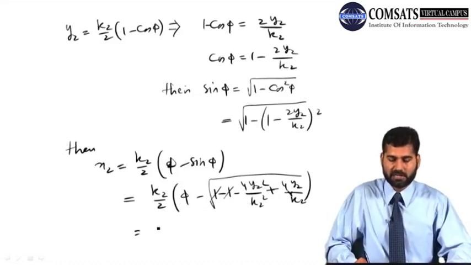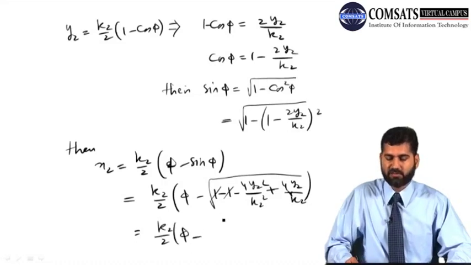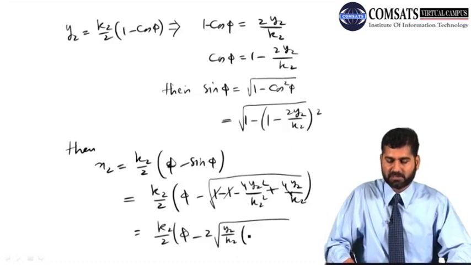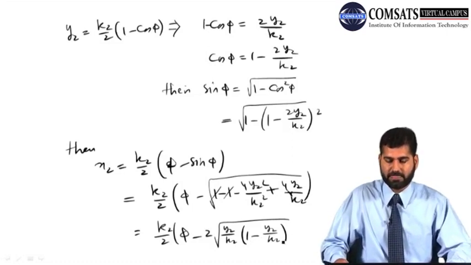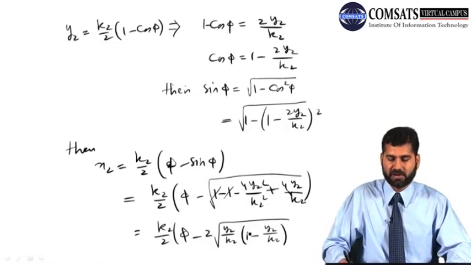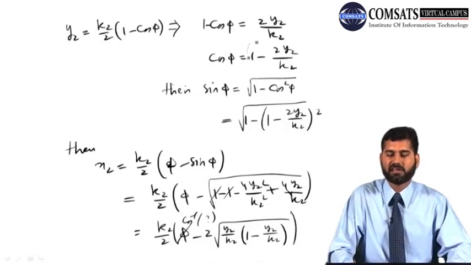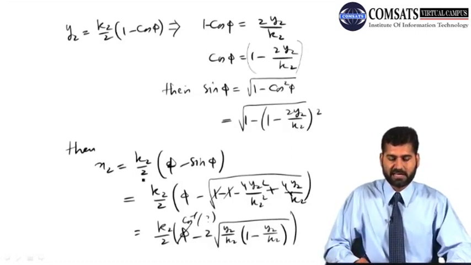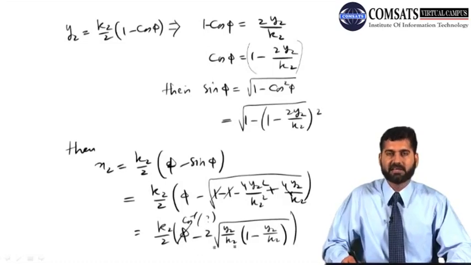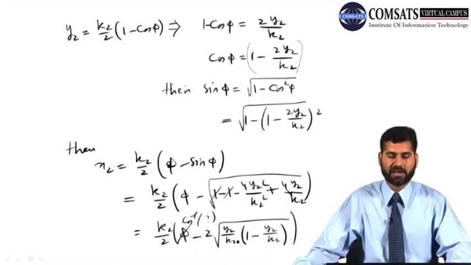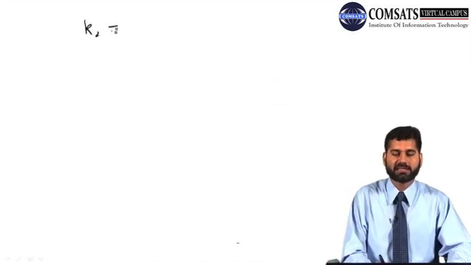All right, so here you got k2 by 2, and 4 y2 by k2 is common, so you can take 2, and inside you will get y2 by k2 times (1 minus y2 by k2). Or maybe if you further simplify you will get something. So you see here phi can be written as cosine inverse of this thing. So what you are getting is k2 in terms of x2 and y2. The point here was that you got k2 in terms of x2 and y2.